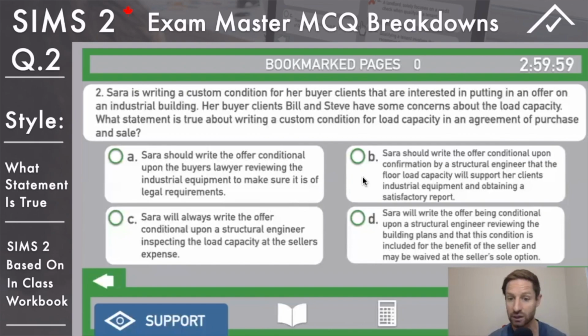Go to D. Sarah will write the offer conditional upon a structural engineer reviewing the building plans and that this condition is included for the benefit of the seller and may be waived at the seller's sole option. This condition is included for the benefit of the buyer. Okay, perfect. B, answer and move on.